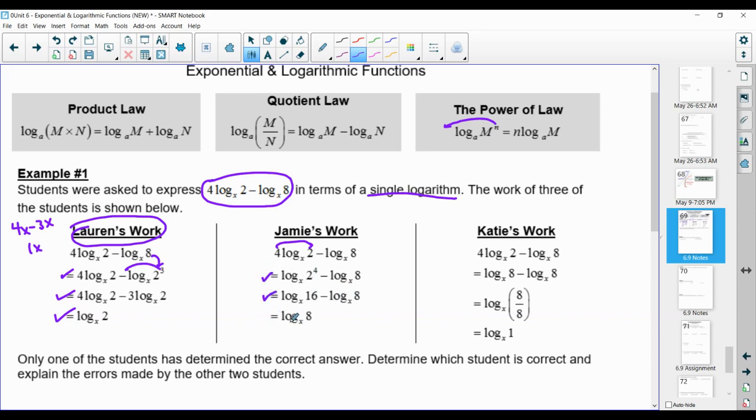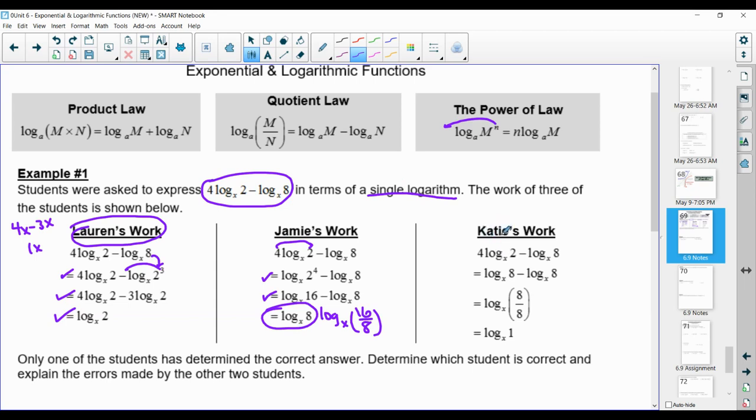Our last step here, then, she's got log base x of 8. Well, we know that she's made a mistake, so let's see what she's done. So she's taken log base x of 16 minus log base x of 8. Well, if we're using our quotient law, what we should be writing is log base x of 16 divided by 8, which would become log base x of 2. So her mistake is that she used her quotient law incorrectly.